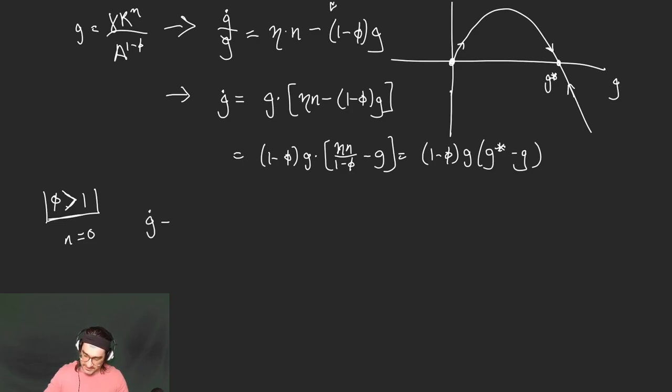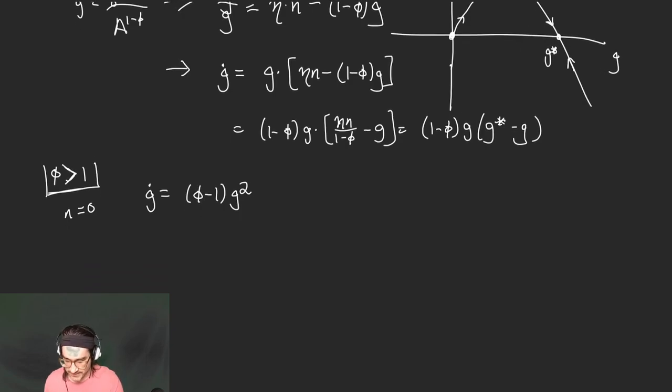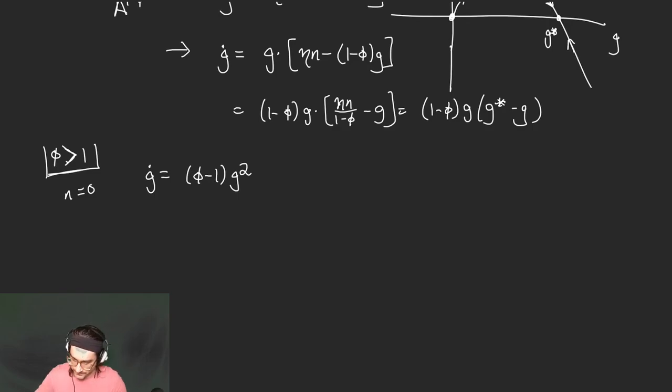In that case, when n equals zero, you have g dot is equal to basically phi minus 1 times g squared. The n is 0. We're going to distribute that minus sign, so it's phi minus 1 times g, so it's g squared. When you get actual squares on the function value, that's when you know you're in weird territory. Squares on the x value, maybe you're okay, but with the y value, or the f value, that's when things are funky. And remember, the definition of this g dot is dg dt.